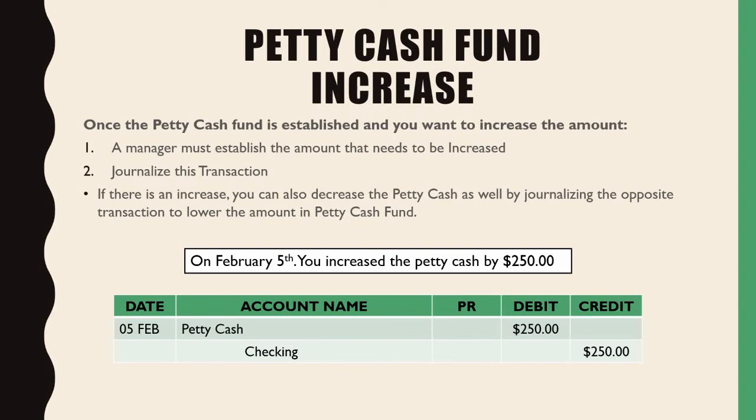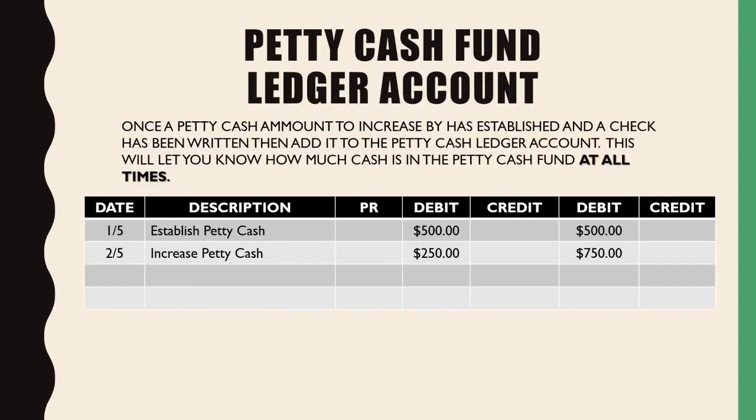So if I want my petty cash drawer to have a grand total of $750, and right now it's currently $500 because that was the original journal entry, I simply find the difference. I'm going to increase my petty cash drawer by $250. Same thing here: you debit your petty cash and credit your checking, then post it to your ledger. So if I established it in January at $500 and add an additional $250, I should have a total of $750 in my petty cash drawer.